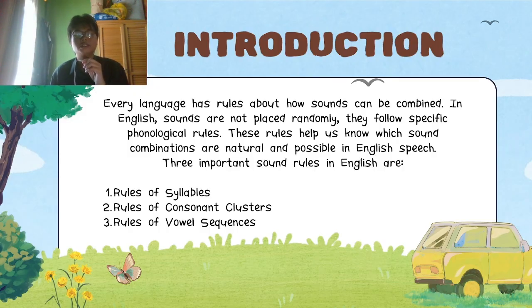And then rules of consonant cluster, how consonants can be grouped together, and then rules of vowel sequences, about how vowels can appear next to each other. By understanding these three rules, it will help English learners improve pronunciation, spelling, reading, and speaking skills. When we know how syllables and sounds work, it becomes easier to pronounce long words, read new vocabulary, and even understand accents and word stress.